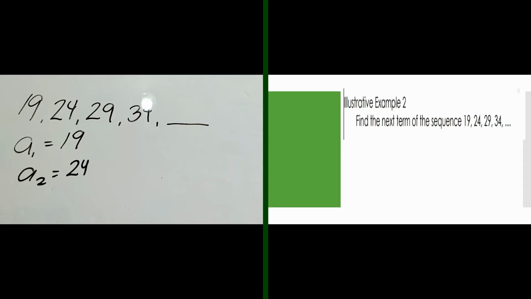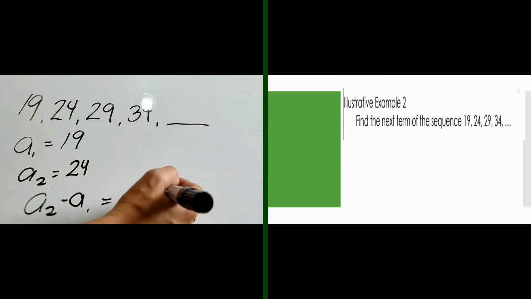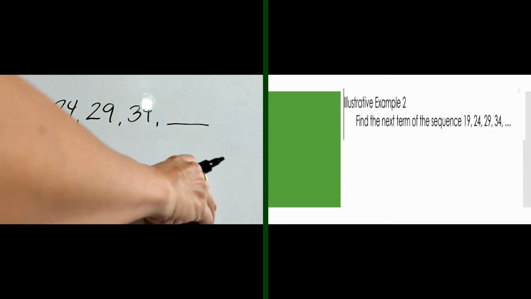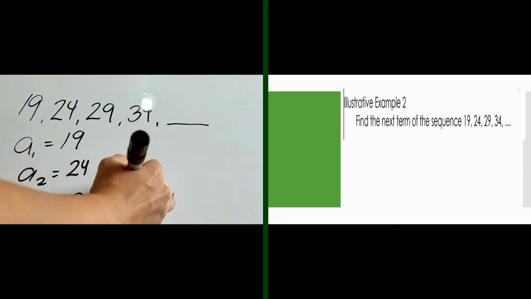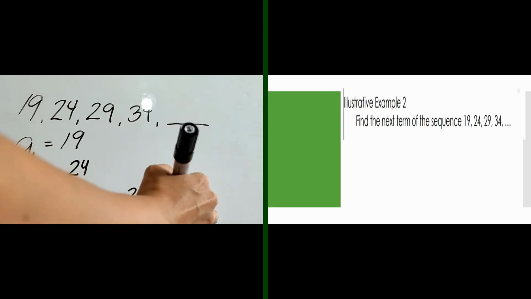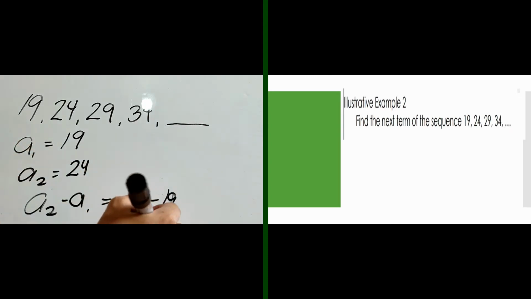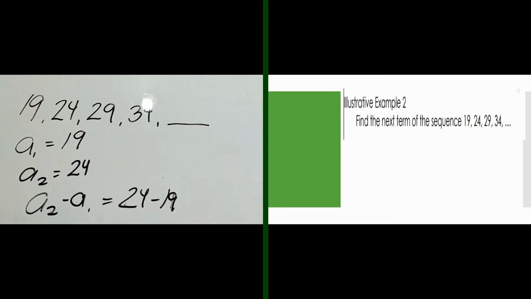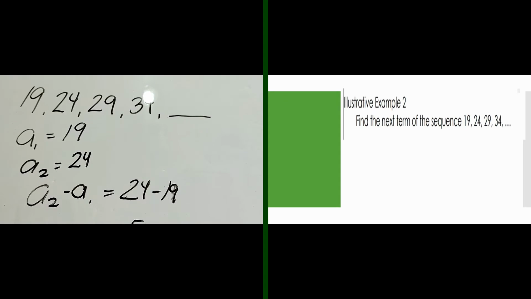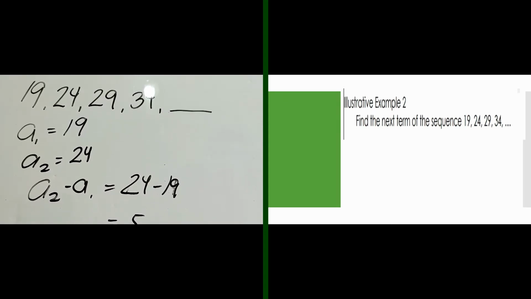Now, for us to get the pattern, we can say that we're going to deduct a sub 2 minus a sub 1, so we're going to have 24 minus 19. So we're going to have 5. So for us to have the next term, we're just going to add 5.